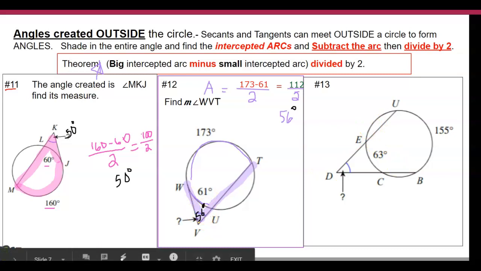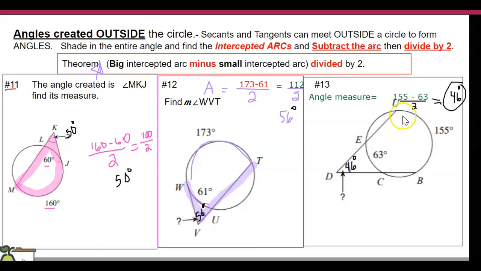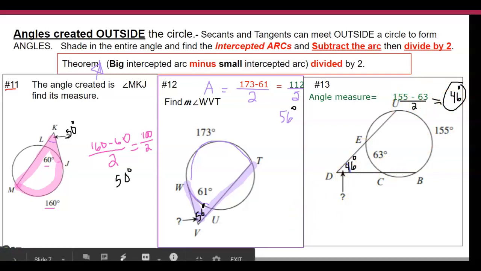Try number 13. Okay, good. To find the angle that is created outside the circle, you would find the large intercepted arc minus the smaller intercepted arc. Subtract them, then divide by 2. So you should have gotten 46 degrees as your final angle measure.